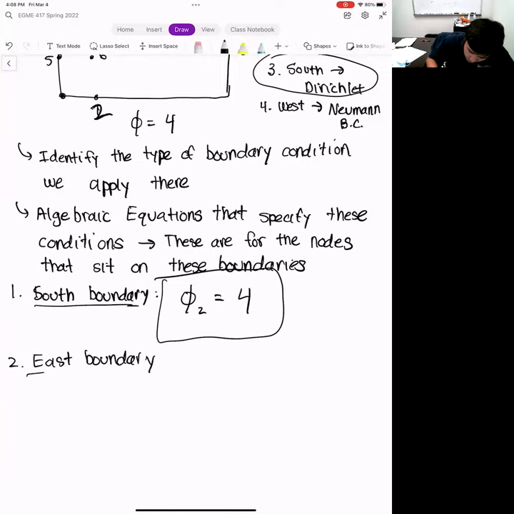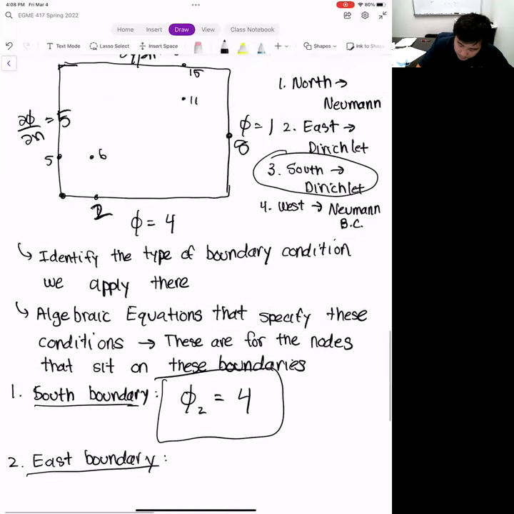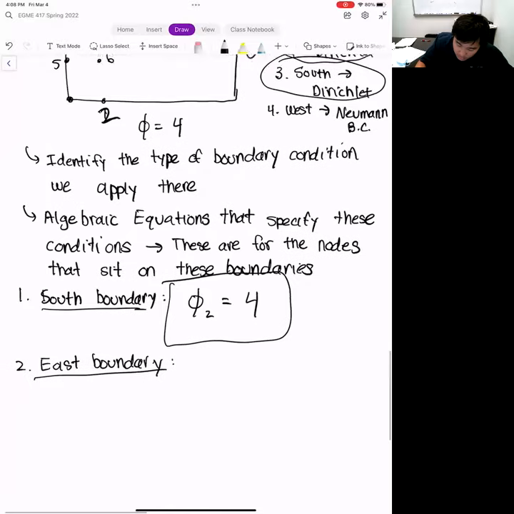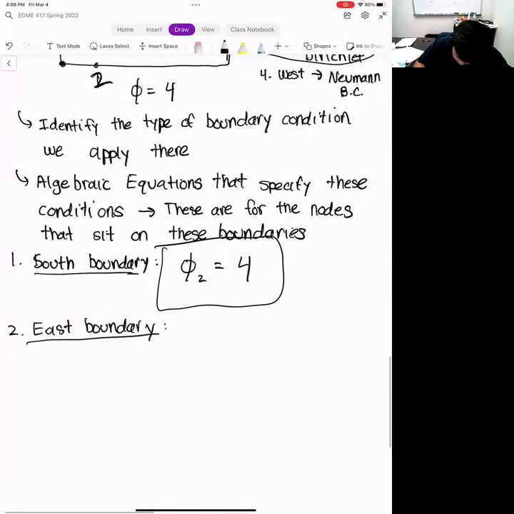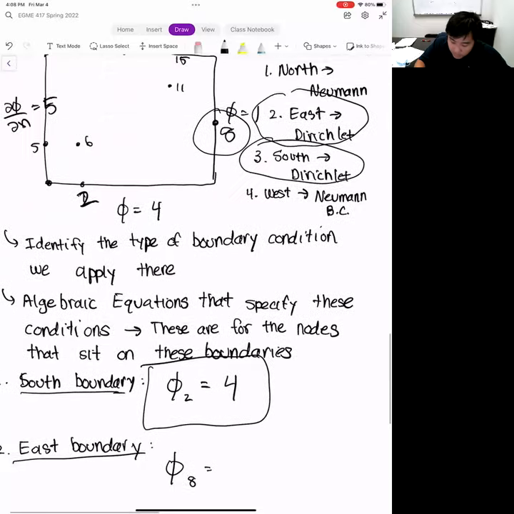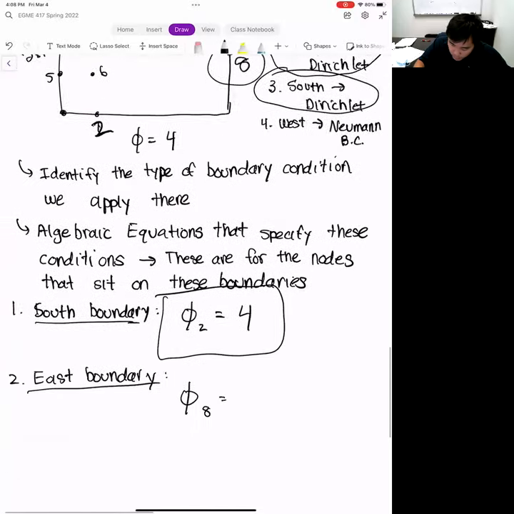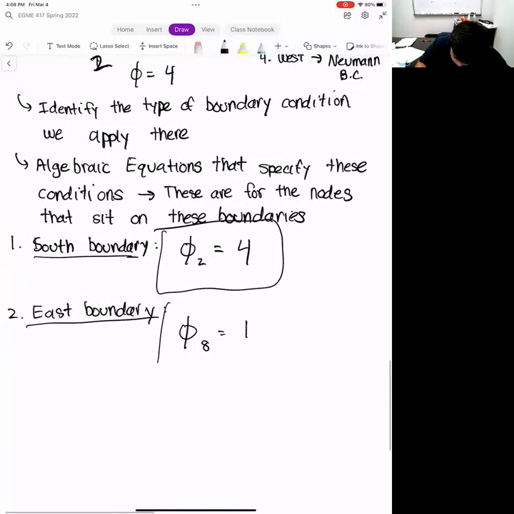All right, so next let's do the east boundary. The east boundary is also a Dirichlet type boundary condition. One such node on the east boundary is node number 8. So we have phi8 equal to whatever the Dirichlet value is on that boundary, which is 1. That's the boundary condition that we're going to apply there.